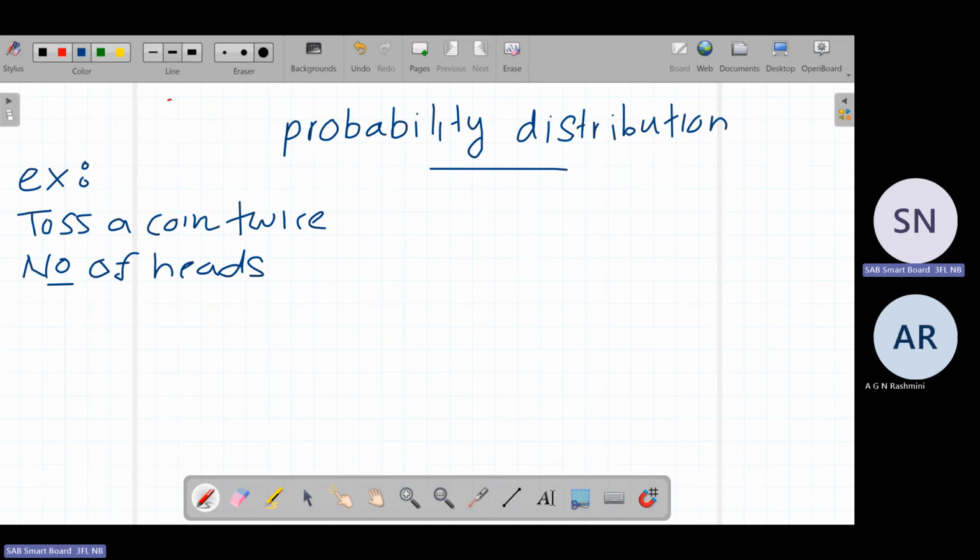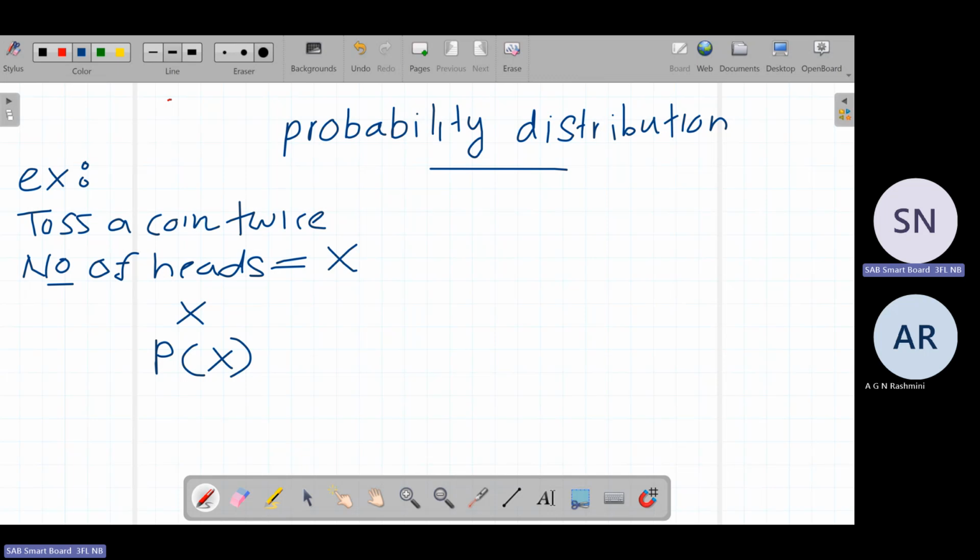Our experiment is toss a coin twice. Our random variable is the number of heads. Understood? It's a quantitative variable, right? Number of heads: we can say 2 heads, or 1 head, or 0 heads. Then we assume our random variable is x. In the probability distribution, first we identify a particular random experiment, then we identify the random variable. After that, we assign numerical values to the random variable.